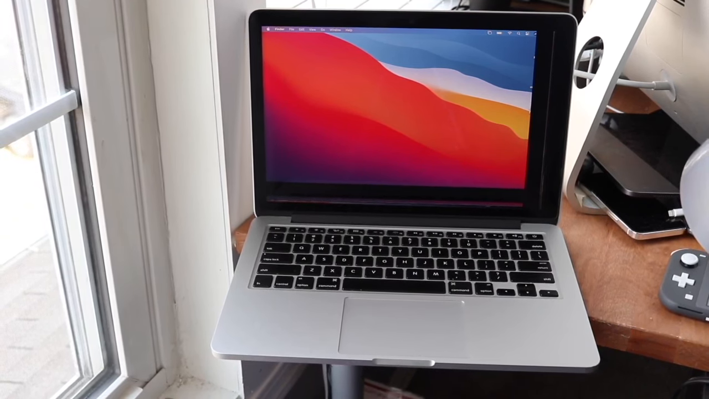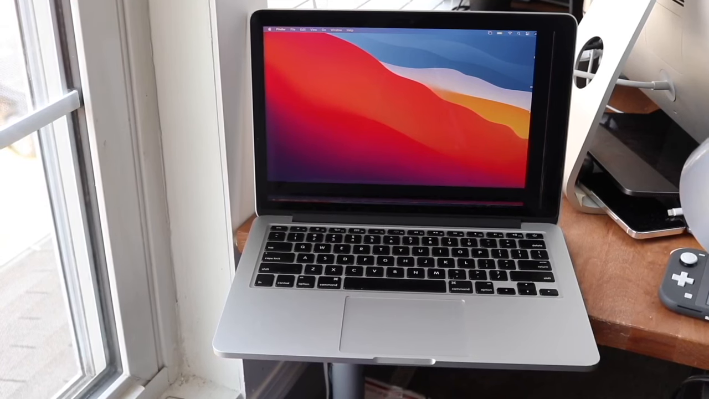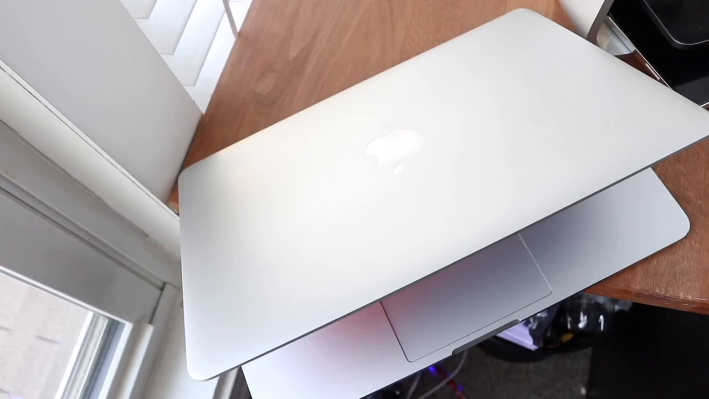And honestly, there were what, 4 or 5 ports, or at least 4 ports on the left side. That was more ports than we were getting on the maxed out MacBook for many, many years. And on the right side, this was probably my favorite area.